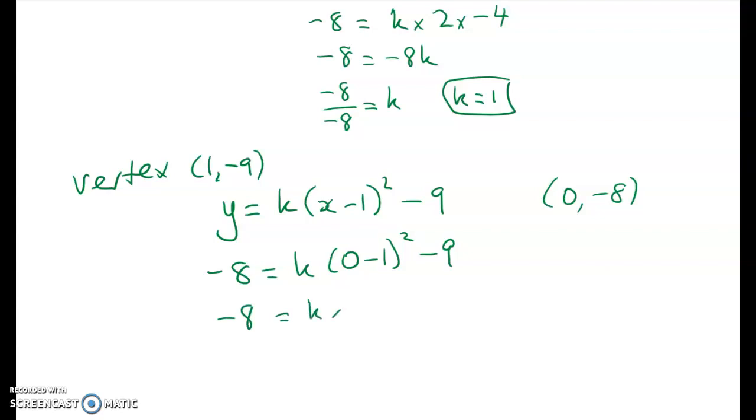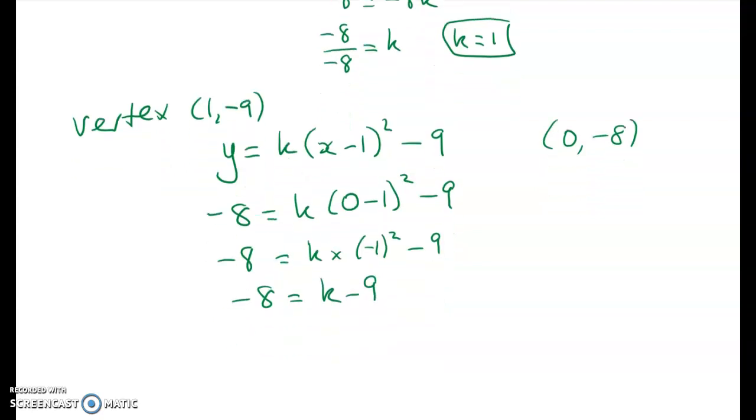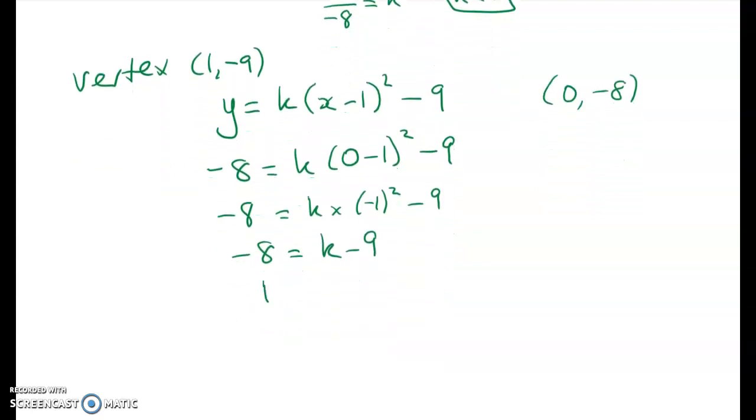We've got k times (-1) squared, take away 9. -8 is equal to k minus 9. I add 9 to both sides and I get 1 is equal to k. So my equation is y equals (x minus 1) squared, take away 9.